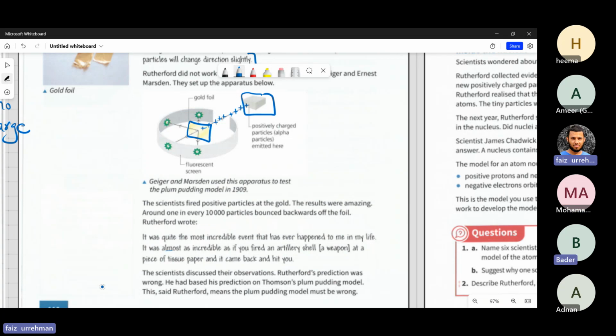Wow, he was so happy that day. The scientists discussed their observation. Rutherford's prediction was wrong.